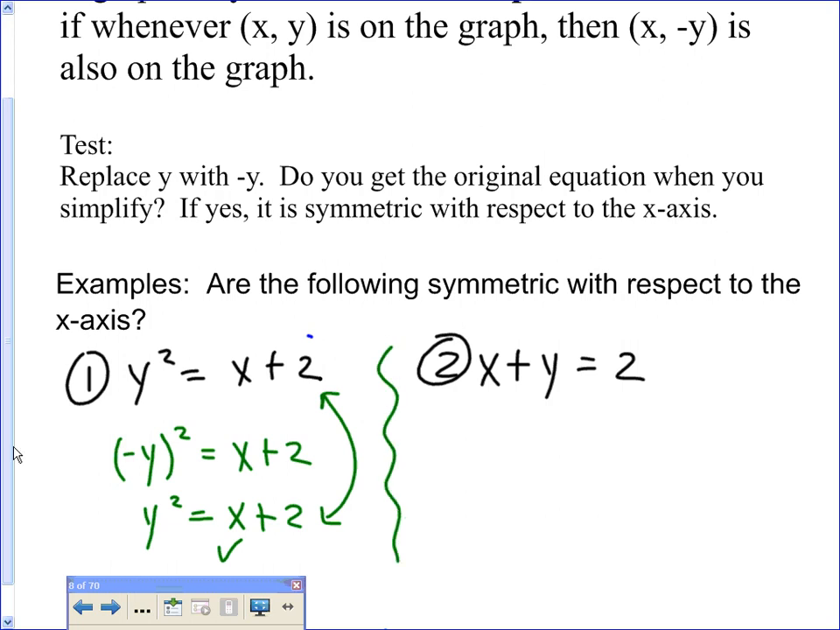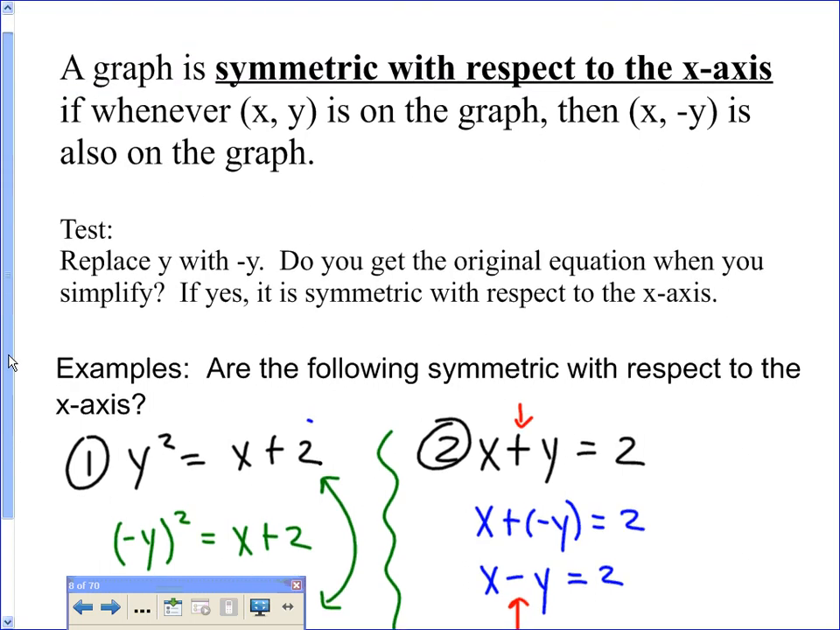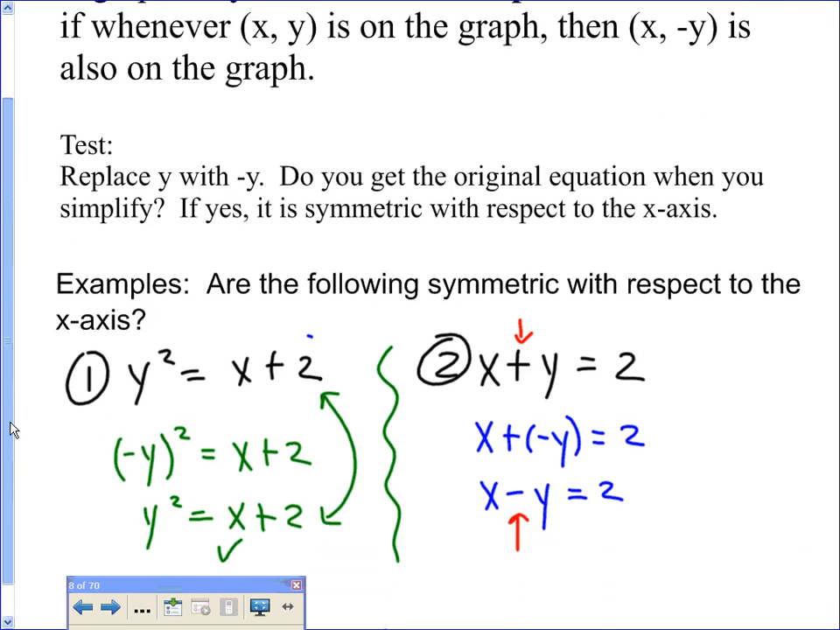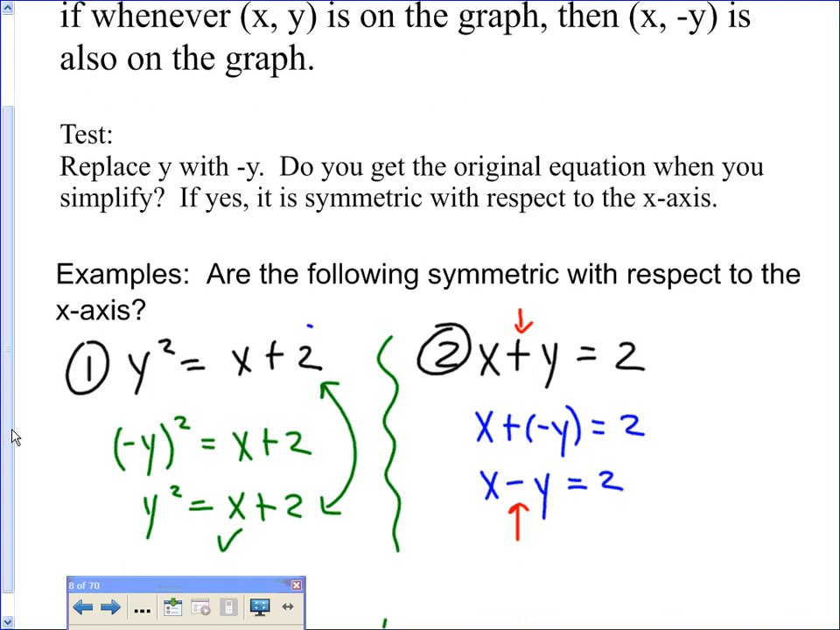All right, now let's try the second example. In the second example, again, take out the y, replace it with a negative y, and I get this when I simplify. So in this case, you should notice that it is not exactly the same because I have sign changes here. Those are different. They're not exactly the same. So I do not have symmetry with respect to the x-axis in this case.